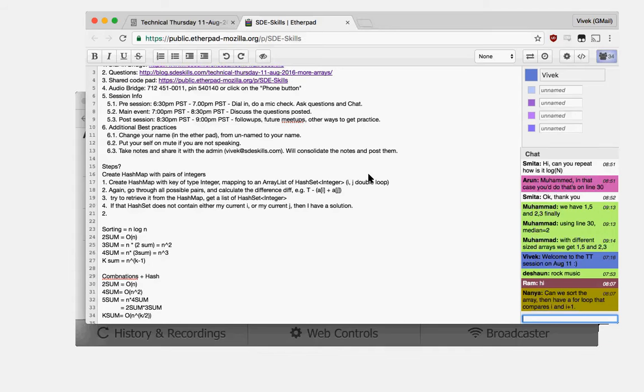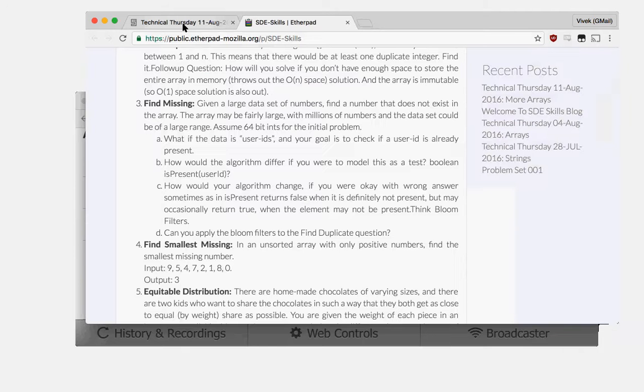So that's a standard problem. Find duplicate and find missing are sort of complementary in some ways. But what can you change in the algorithm if you are actually okay?